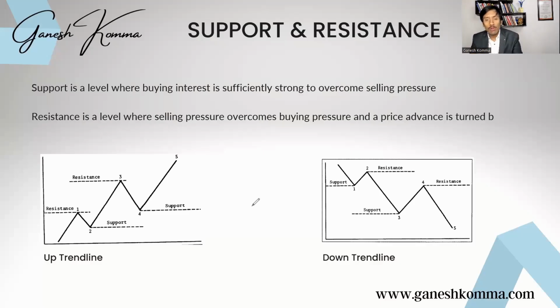Now, when we look at a downtrend, when the stock is falling, if you see here, this is forming the support. These are the support levels. And as the stock goes back up, this is the resistance zone. If the stock is not able to cross its resistance and again falls down, the level where the stock retraces back is called the support.